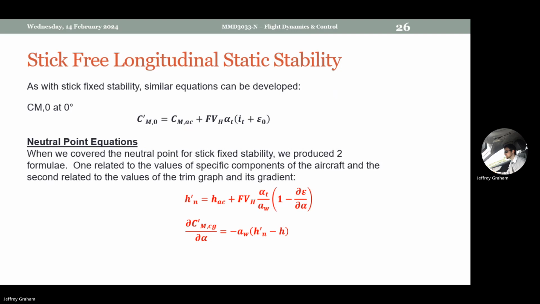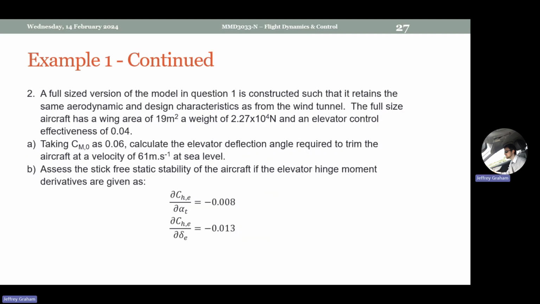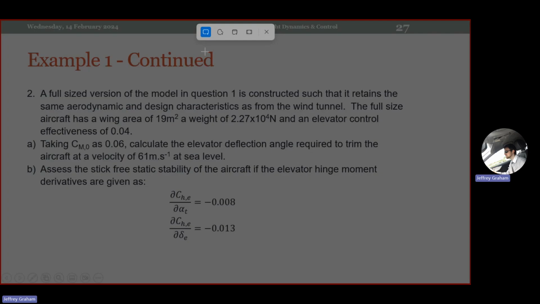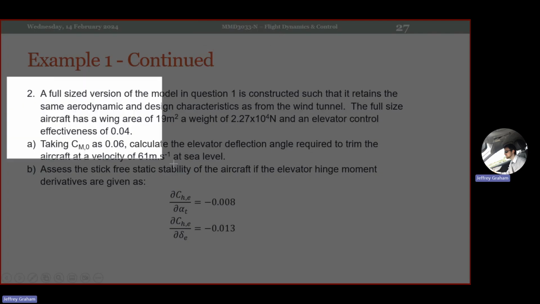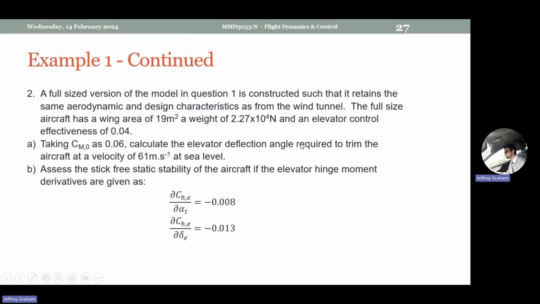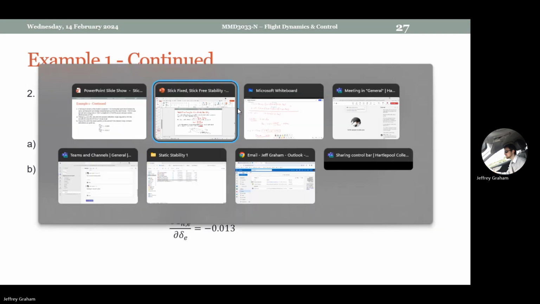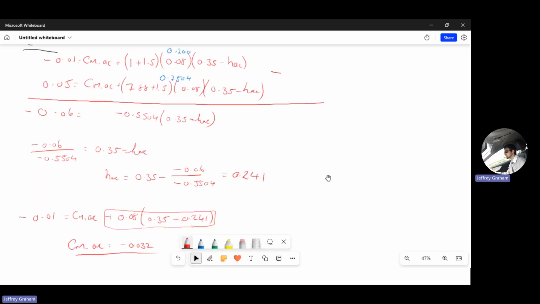Right. Quick example to show you to finish this off. This relies on the values from part 1 because, as you can see here, it says a full-size version of the model in question 1. So some of the values that we've already calculated will be needed here. Back into the whiteboard.